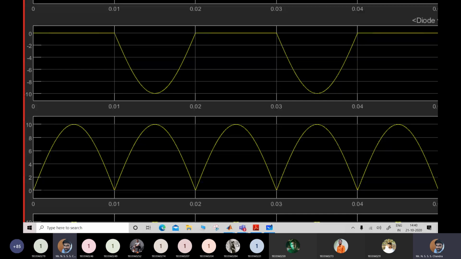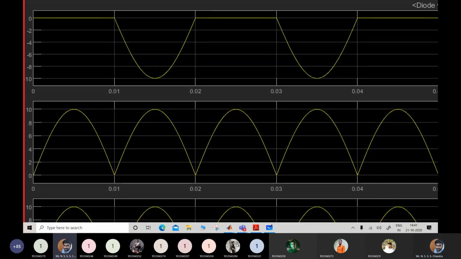So even for the negative half cycle of the supply, you are getting a positive half cycle in the output. What is the frequency of your output voltage? First tell me the time period and you can tell me the frequency next. What is the time period of this curve? 0.01 seconds, that is 10 milliseconds. So your time period has been reduced to half. Then your frequency is equal to 1 by time period, so it will be double. Your frequency is not 50 Hz, your output frequency is now 100 Hz.